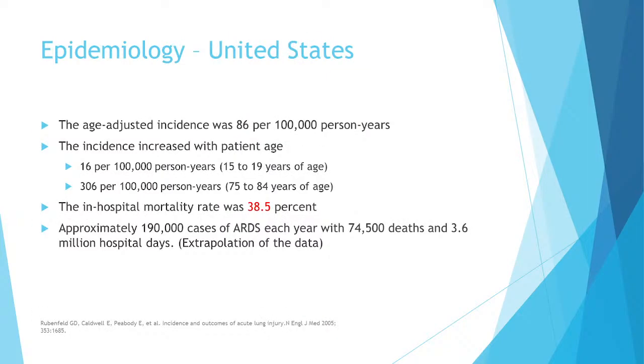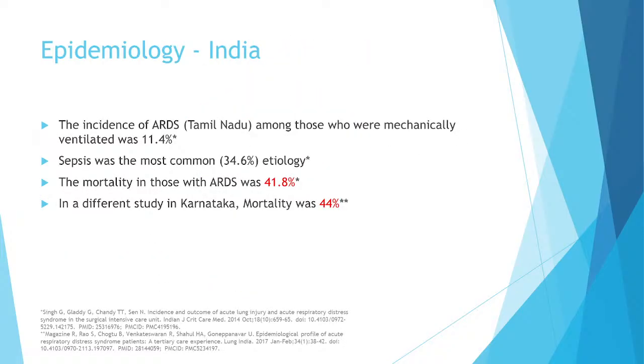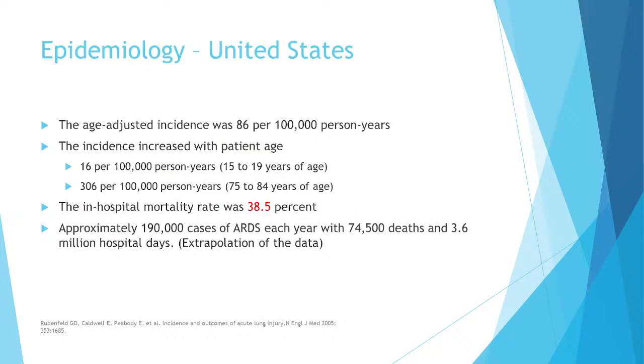As a comparison, how does our health standard compare with the standard of care in America? There also the in-hospital mortality was 38.5%. We also have 41.8 and 44 in two different studies reported. So that shows that we are practicing evidence-based up-to-date care. Additionally, they had reported that with increasing age, there is increased incidence of ARDS. Like 16 in the age group of 15 to 19 years of age, and 306 was the incidence per 1 lakh person years in 75 to 84 years of age.